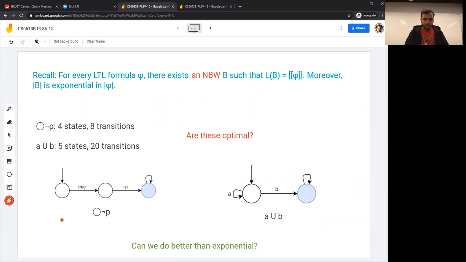But the question that I really want to focus on is, suppose that I have a magic way of computing the optimal NBW. For any given formula, I have a black box that I just give the formula to, and it gives me the NBW with the smallest number of states. Would it be better than exponential? Or do we still need the exponential blow up anyway?